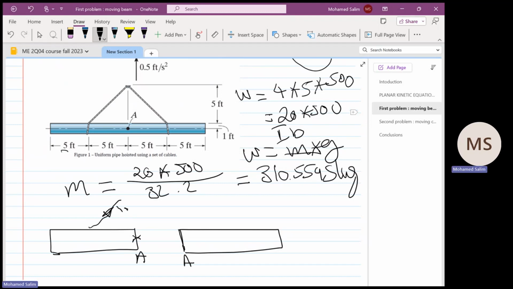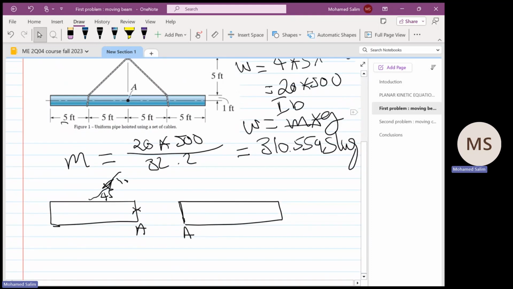At an angle of 45. Why? You can see the chord of the rope is height 5 feet, and the distance between the center of gravity and point A is 5 feet, so your angle is 45. Good. What else?